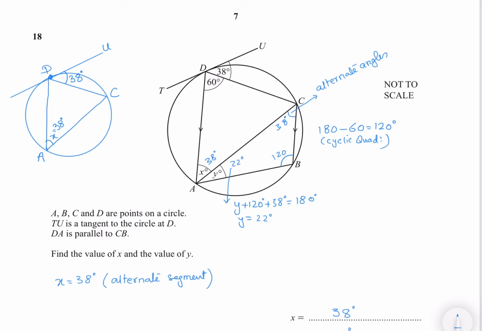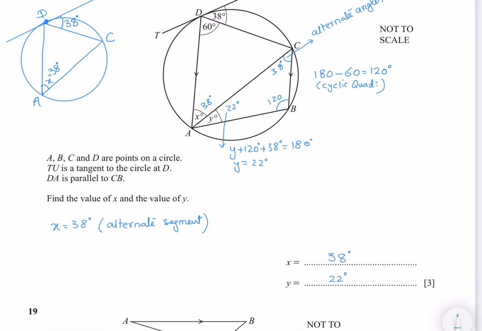Now I am in triangle ABC. I have two angles in triangle ABC: one is 38, the other is 120. I can find angle y easily by adding these two angles and subtracting the result from 180. So I will get 22. The angle y is 22. I wrote all these angles in the answer space.